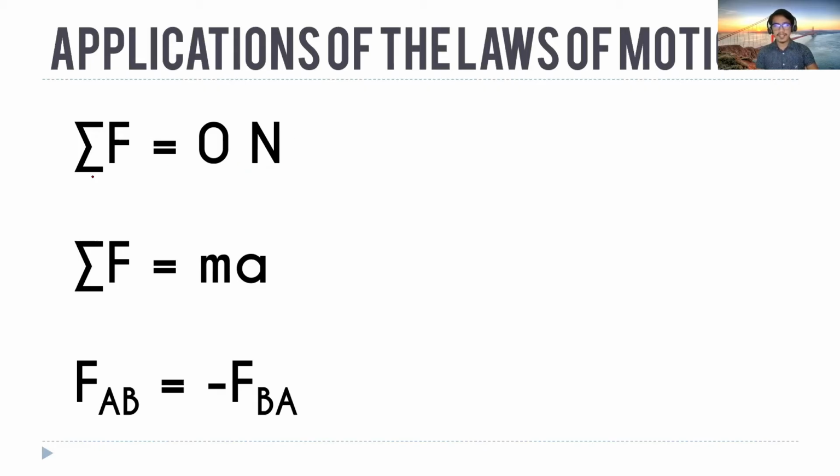So remember that this net force is actually the vector sum. So we can divide this into two. The summation of forces along the x should be 0 Newton, and also the summation of forces along the y should be 0 Newton, because net force is actually the vector sum of the forces. So this is the first law of motion, and this is what we call translational equilibrium.